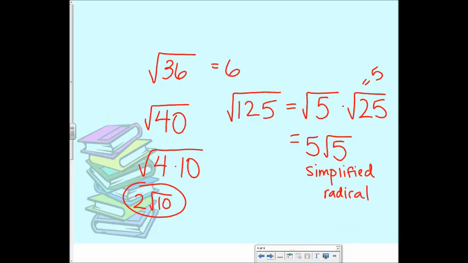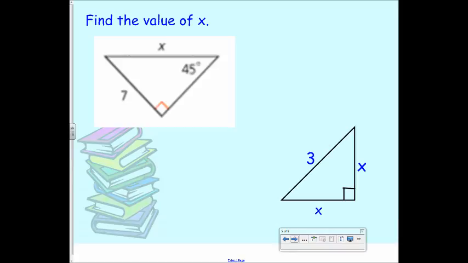So in this one, find the value of x. So if this is 45 degrees, what's this one? 45 degrees, which means if this is 7, what's this? So that means x is what? 7 radical 2. Perfect. Okay? Down here, I need to find x here. If this is 3, what do I have to do to find x? 3 equals x square root of 2, because that's my x. All right, remember this is the hypotenuse, so that's your root 2.